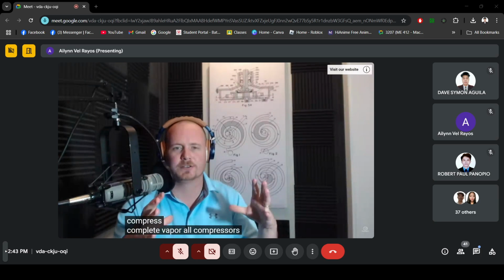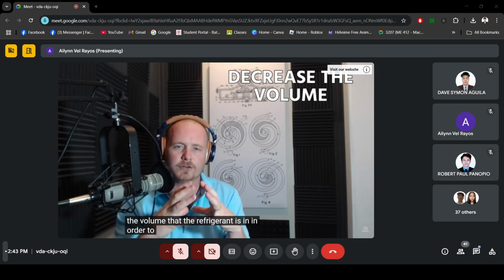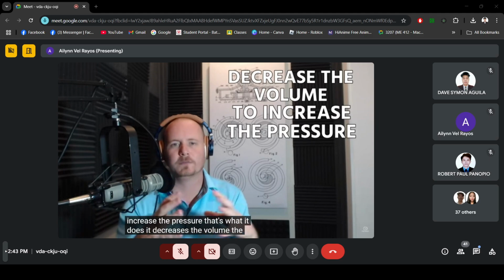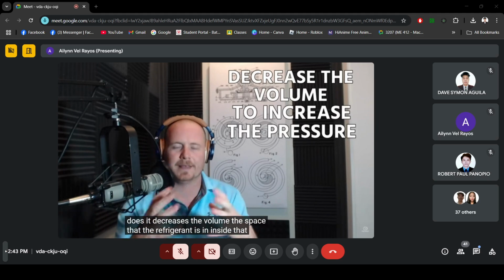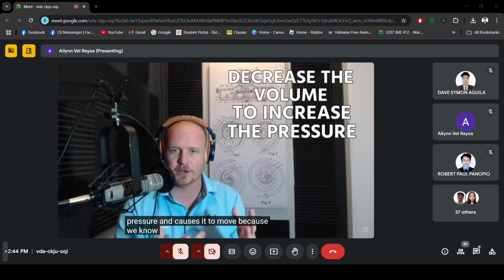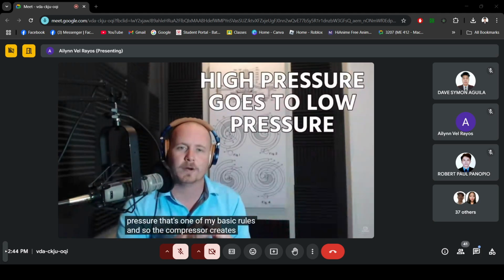All compressors decrease the volume that the refrigerant is in order to increase the pressure. That's what it does. It decreases the volume, the space that the refrigerant is in inside that compressor, which then increases the pressure and causes it to move. Because we know high pressure goes to low pressure. That's one of my basic rules. And so the compressor creates that difference.